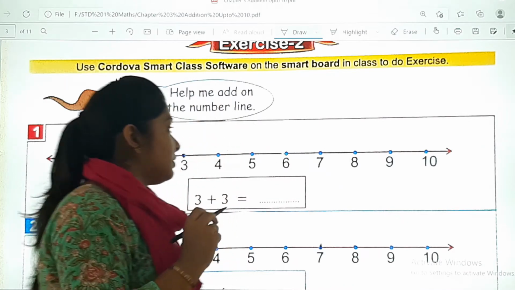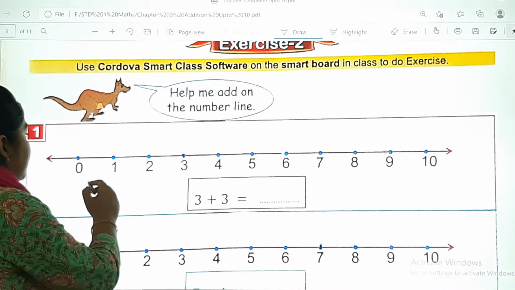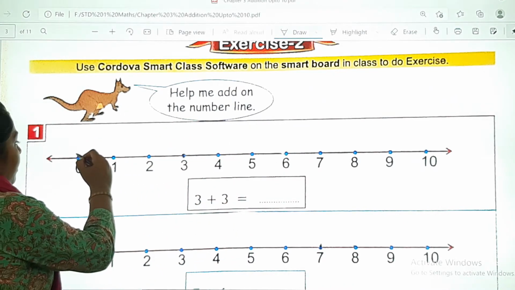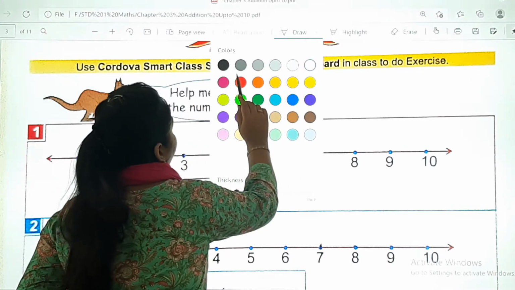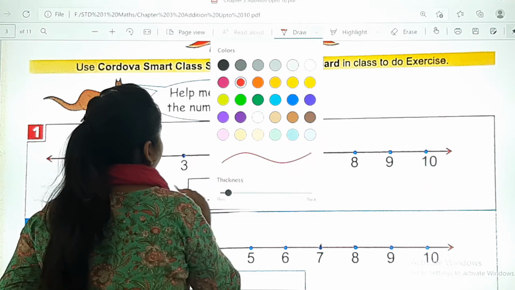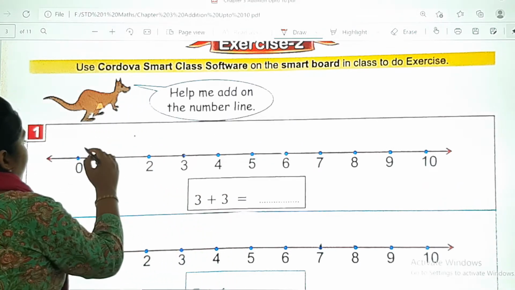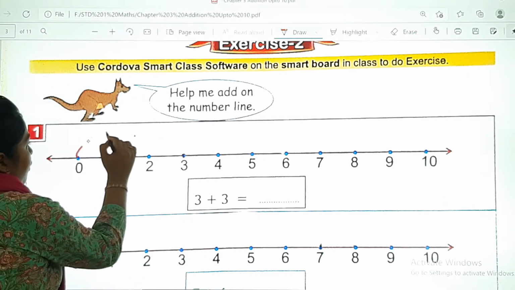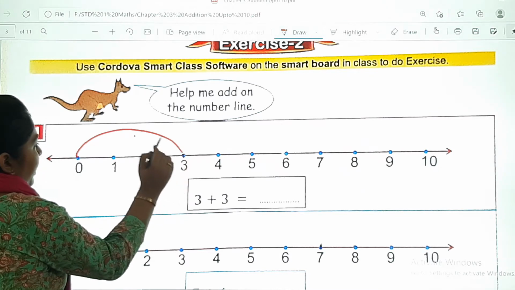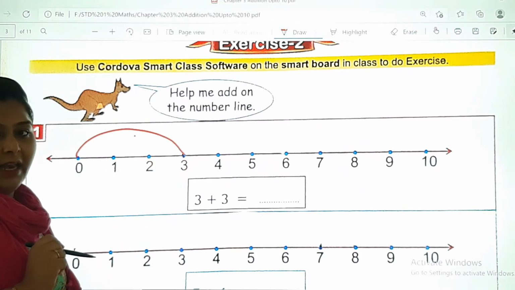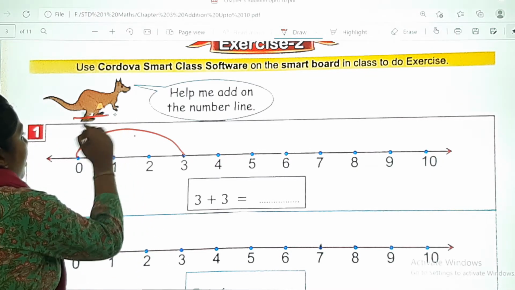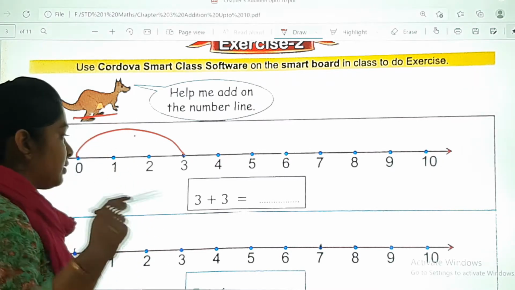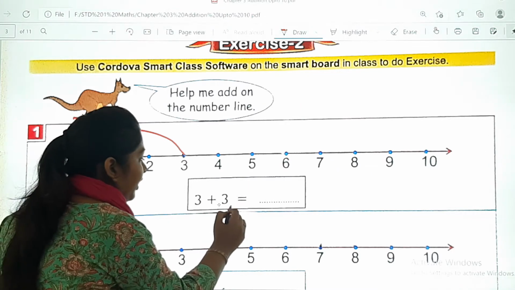Now let us start first of all. We will start it from here. First of all, the kangaroo will jump, okay, from here we will start from 0 to 3. Okay, one line you will make it like this. Again, the second jump of the kangaroo is again 3.